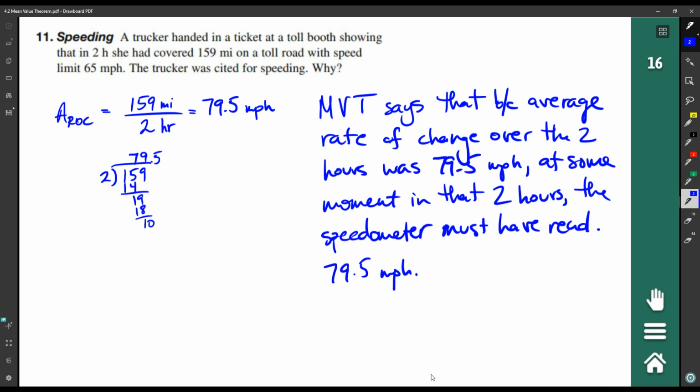because if we know its average change over that interval of 2 hours, then we know that at some point the instantaneous change had to have been the same. So if we went 79.5 miles per hour on average, at some point we were going 79.5 miles per hour at a moment. So that ends everything here for this second video in 4.2.